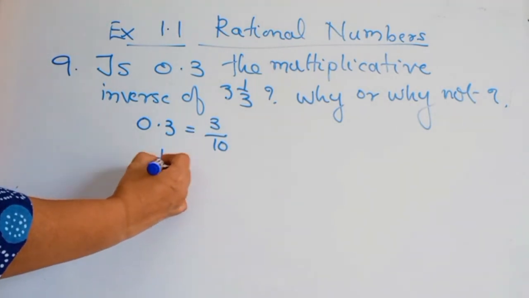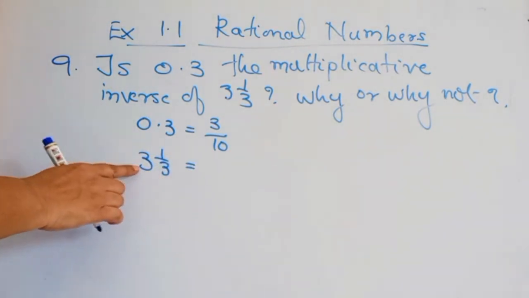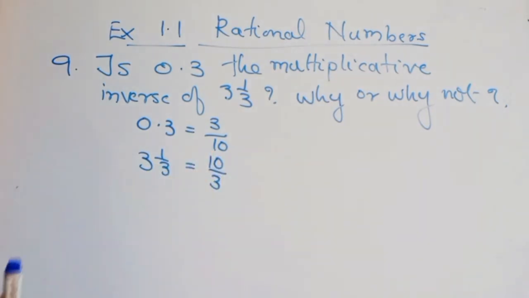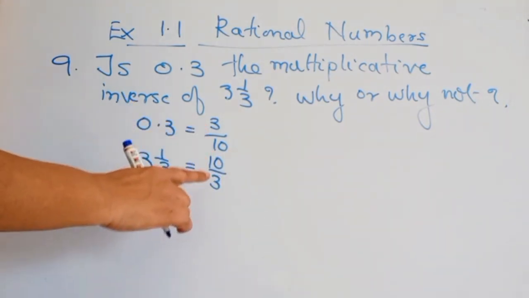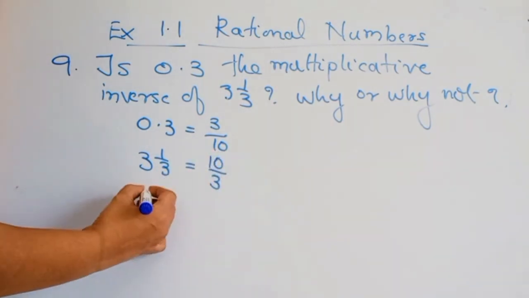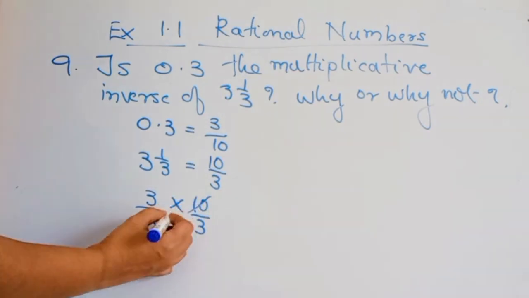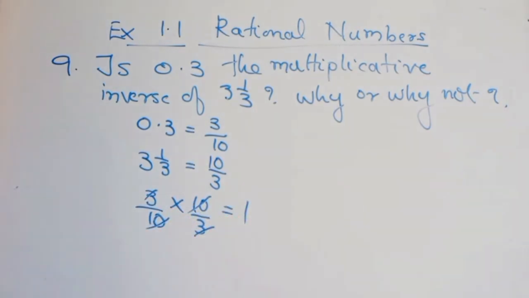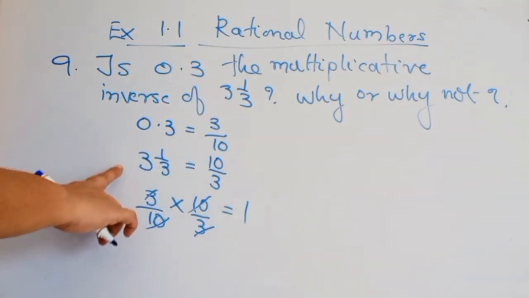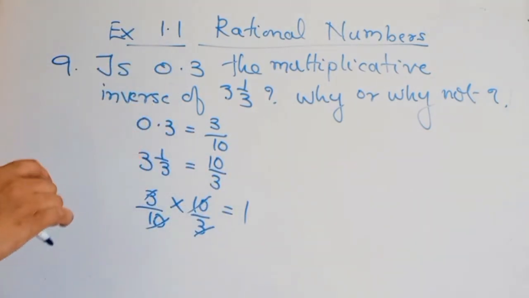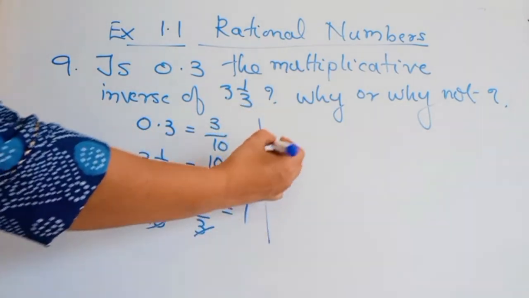Now 3 1 by 3, that also we can convert into an improper fraction. That is 3 3s are 9, 9 plus 1, 10 by 3. Now we can multiply these two. If we get the product 1, we can say that they are multiplicative inverses of each other. We got the answer 1, so we can say that 0.3 and 3 1 by 3 are multiplicative inverses.